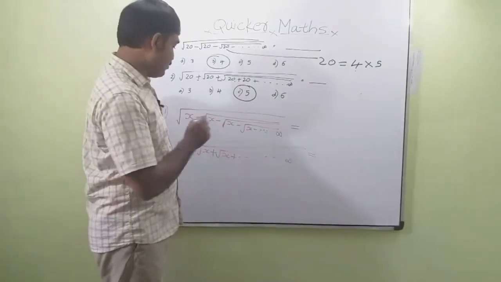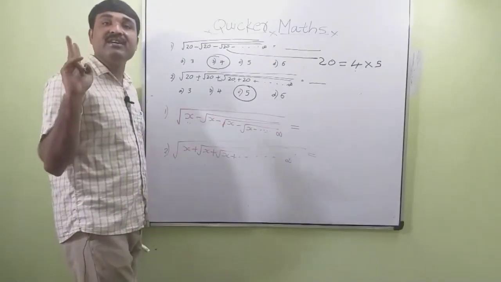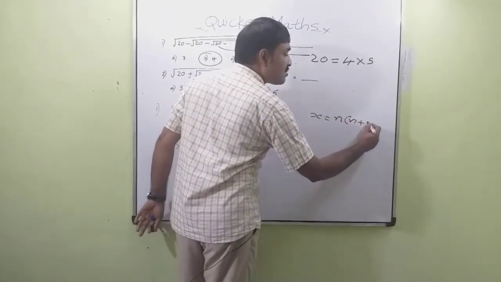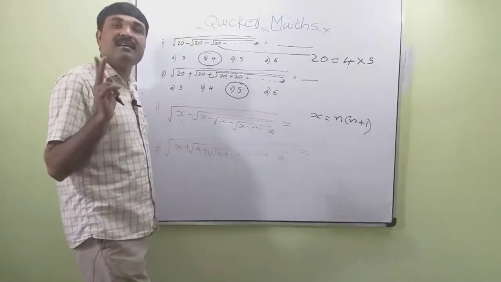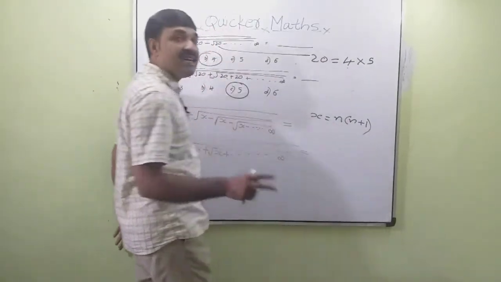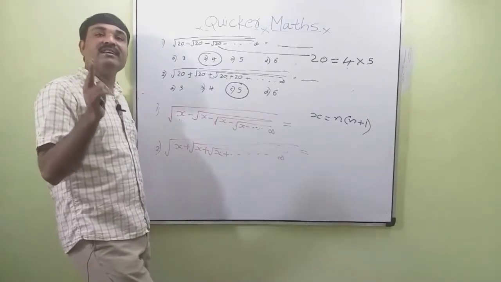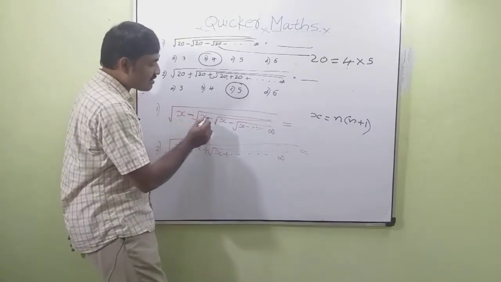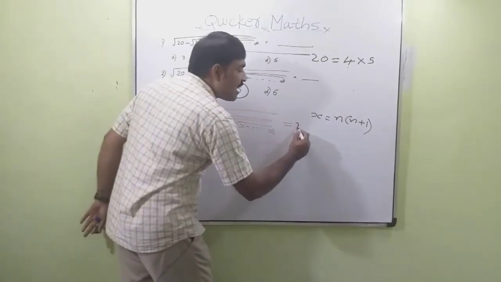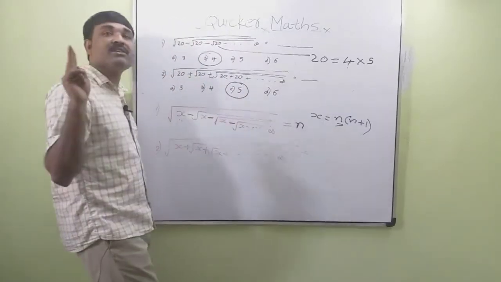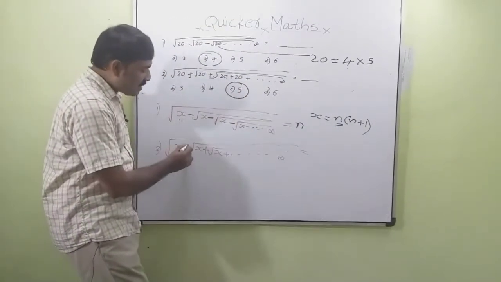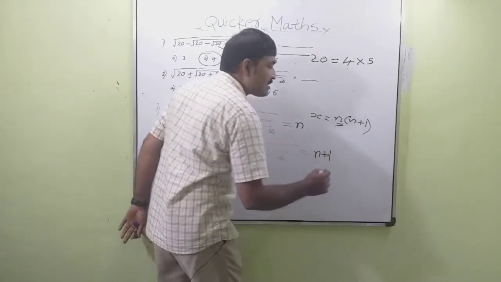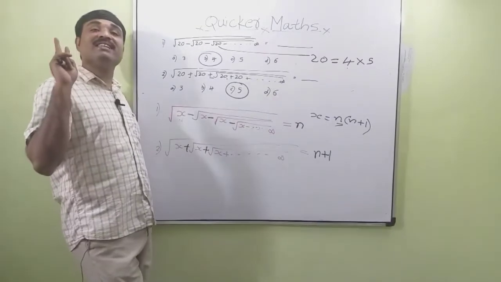If it is possible to write x, a positive integer, as x is equal to n into n plus 1, where n is an integer, so n into n plus 1 is a product of two consecutive integers. So the answer for this question, where it is minus, is equal to n, that is the smallest of these consecutive integers. Where it is plus, the answer is n plus 1, that is the largest of these consecutive integers.